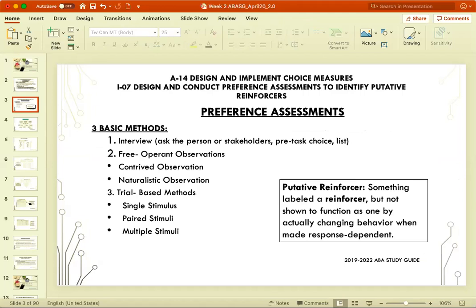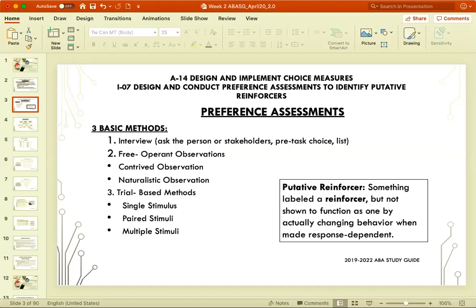So, different methods of preference assessments. We have interview, free operant, and trial-based. Interview is simply asking the person, hey, what do you like? What are your favorite things to do? You might also ask the stakeholders, ask their parents. You might do a pre-task choice: what do you want to work for? Or you may have some sort of menu where you could show them and say, which one of these would you like to work for, as in a list, right?